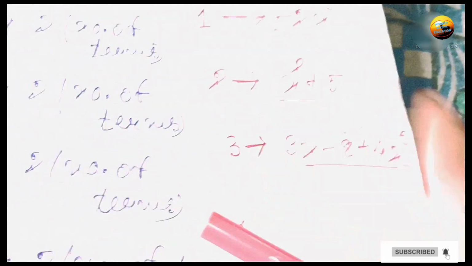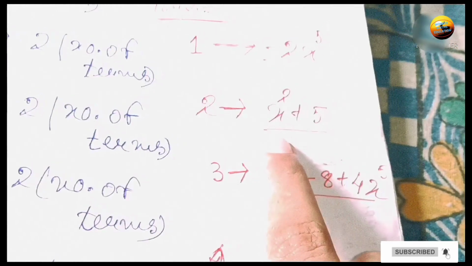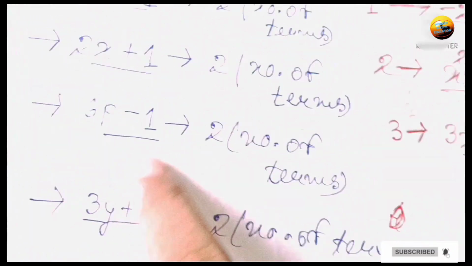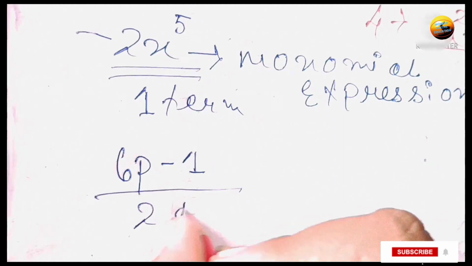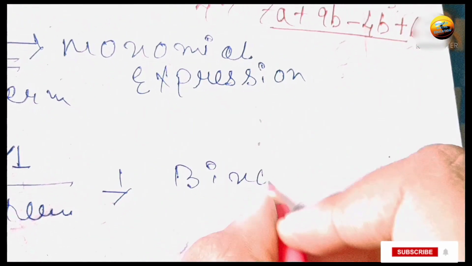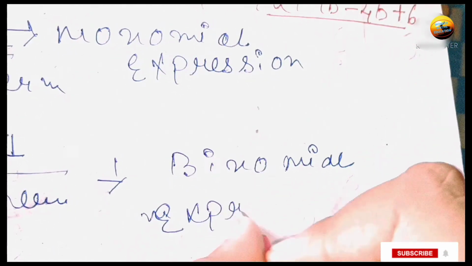So if the number of terms is 2, the example can be anything, like x square plus 5, or your book example 6p minus 1. Then 6p minus 1 has 2 terms, so it will be a binomial expression. It will be your binomial expression here.